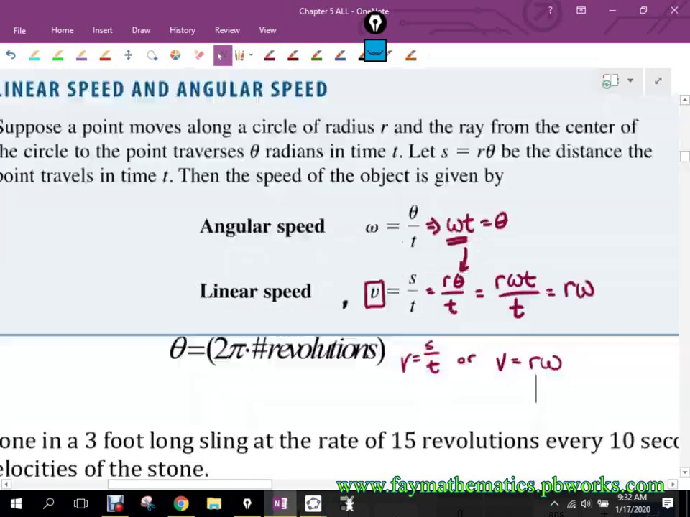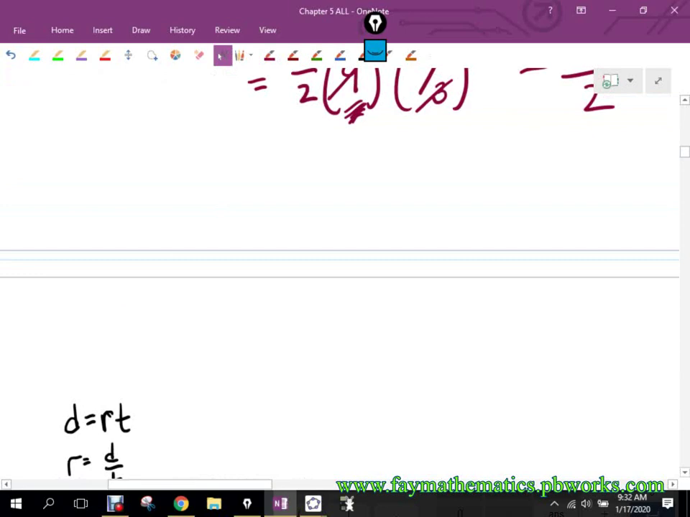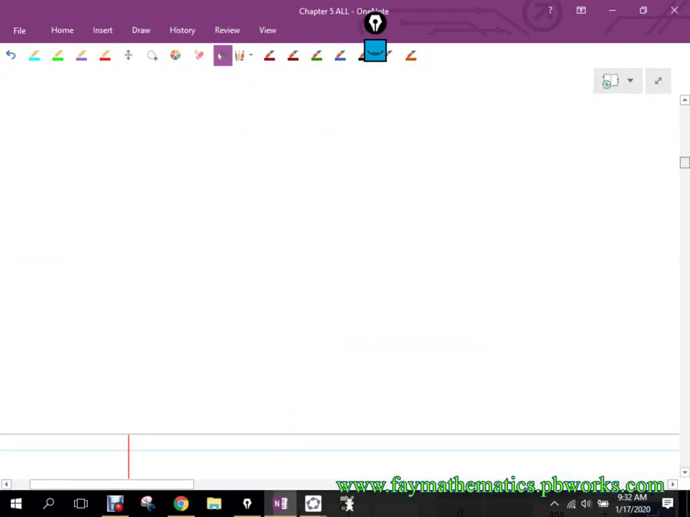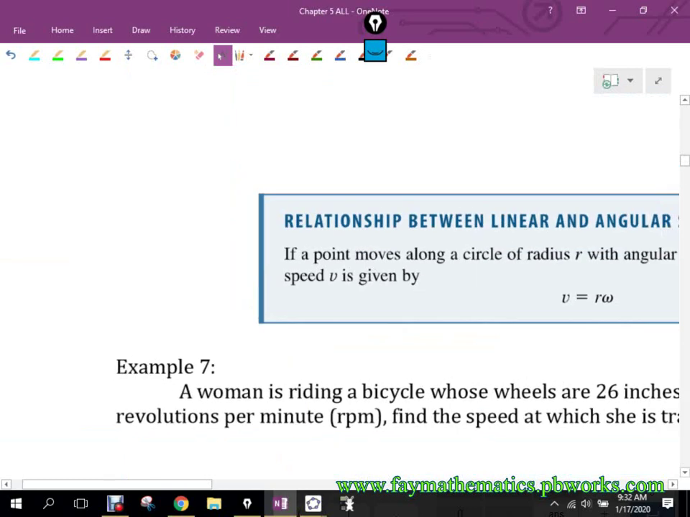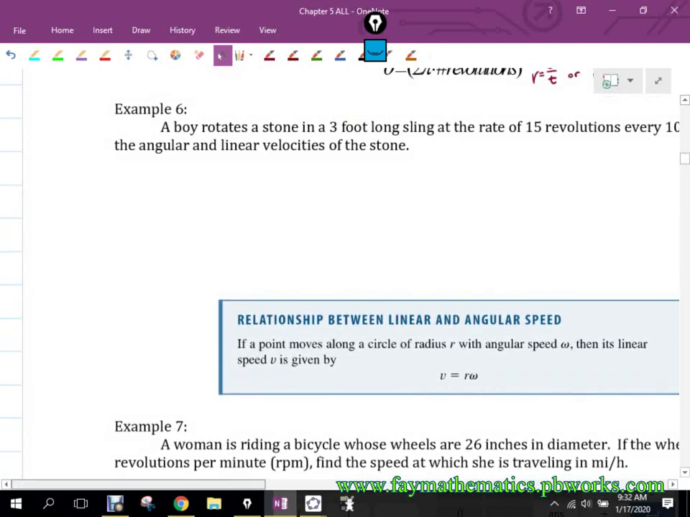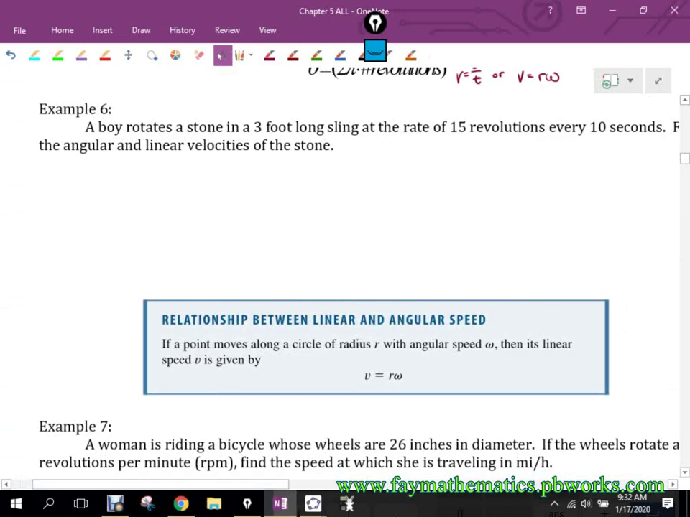All right, so I want to do a couple examples here with you. We talked about this yesterday. When we see these questions, guys, they're going to have different contexts to them, meaning there are different stories. This boy's rotating a stone on a sling.